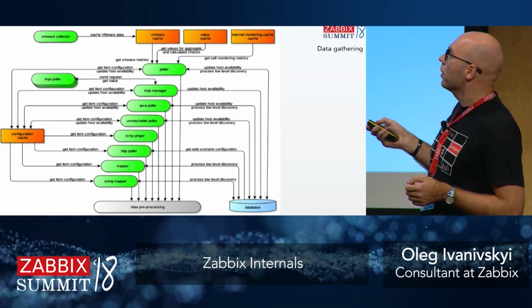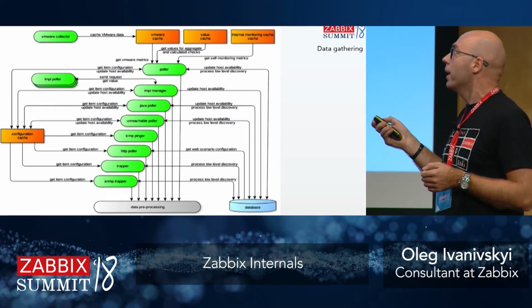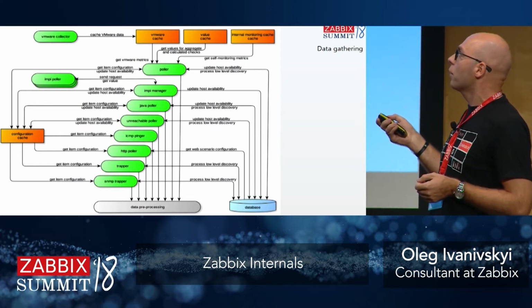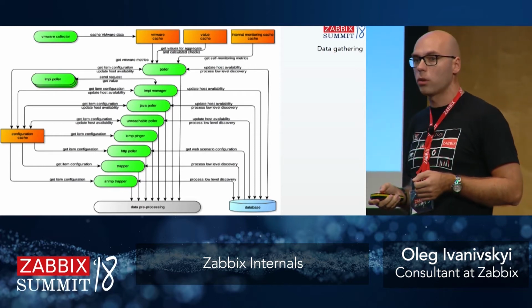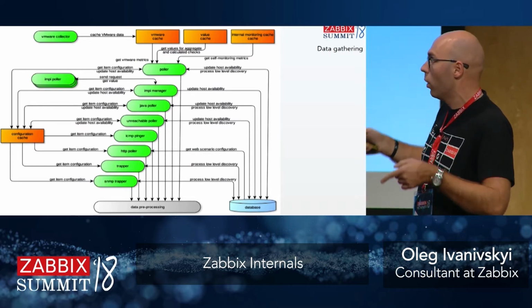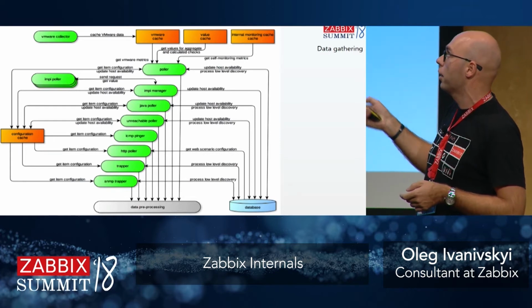Also, you can see the poller has some extra tasks as well. For example, if I think about the VMware collector, the poller will help to get such data. First of all, it will use the configuration cache to add information about new ESXi hosts and vCenters. And if I add a new one, it will get the same information updated here.